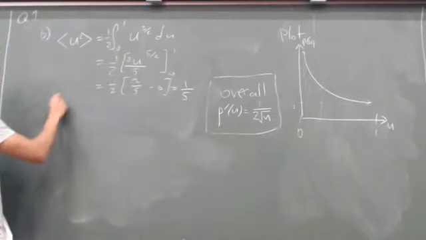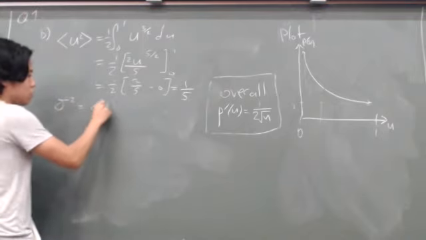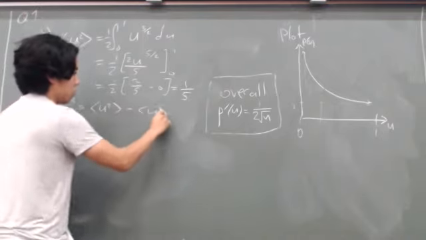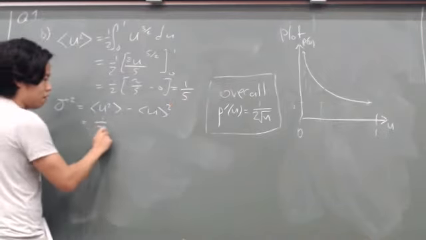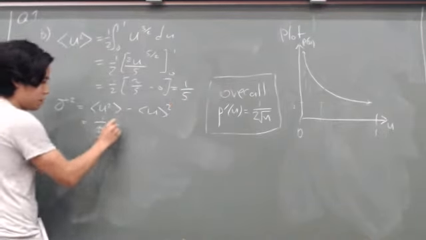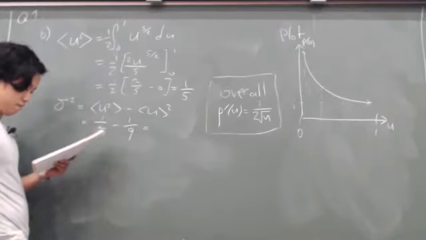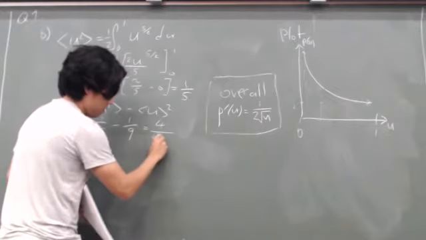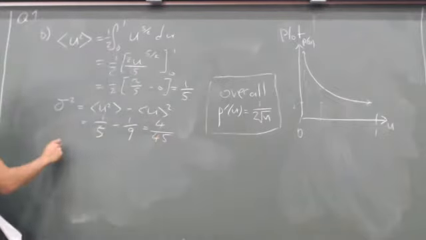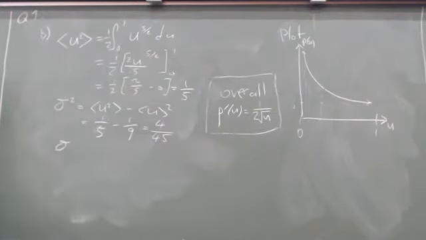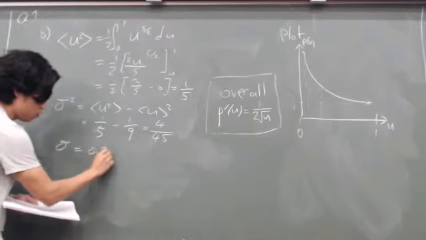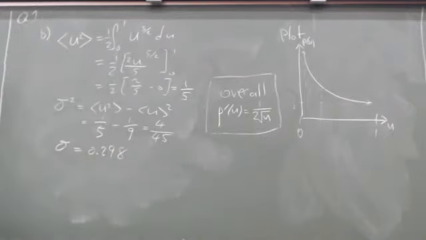So okay, now sigma squared is u squared minus the square of the mean of u. So that's 1/5 minus 1/9. And I can't do math. 4/45. Okay, and the standard deviation is just sigma, not sigma squared, so you just take the square root of that. The standard deviation of this is approximately 0.298. Yeah, very simple stuff.